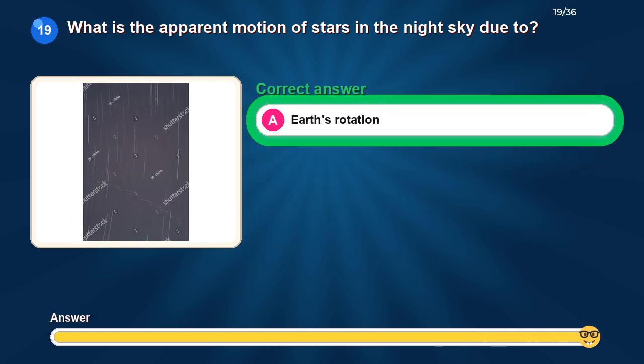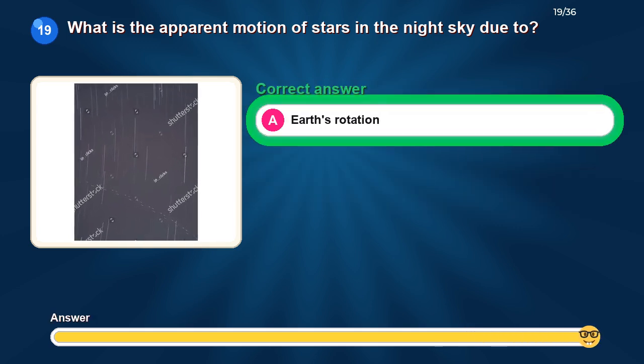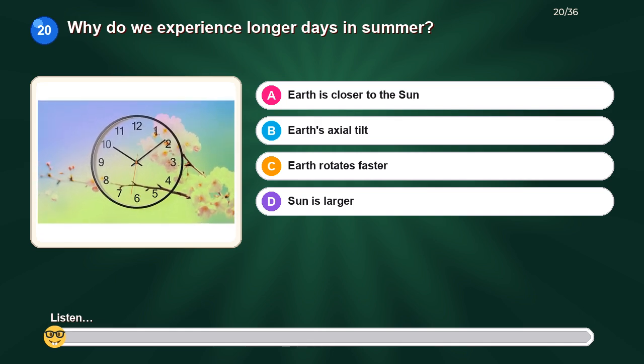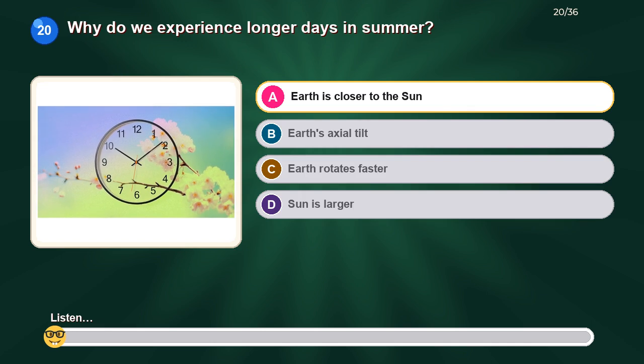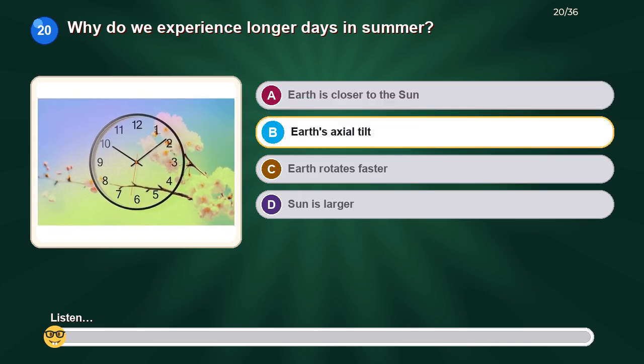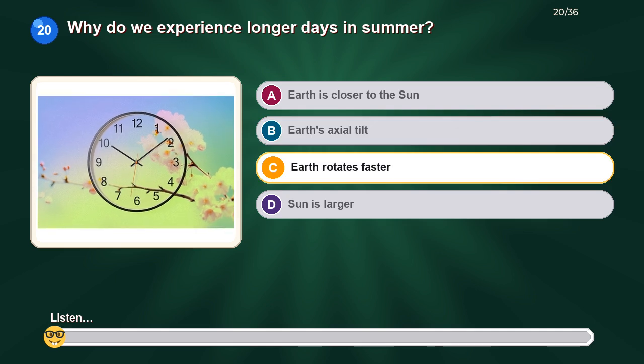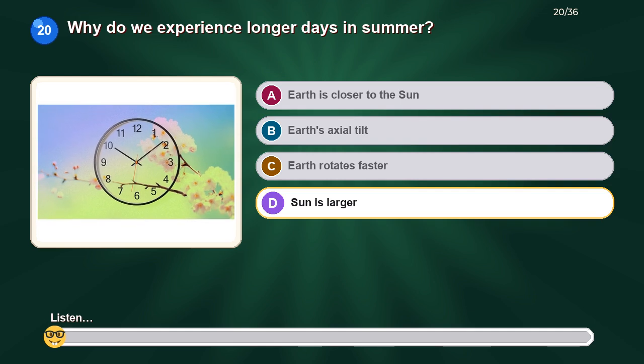The correct answer is Earth's rotation. Why do we experience longer days in summer? Option A. Earth is closer to the sun. Option B. Earth's axial tilt. Option C. Earth rotates faster. Option D. Sun is larger.